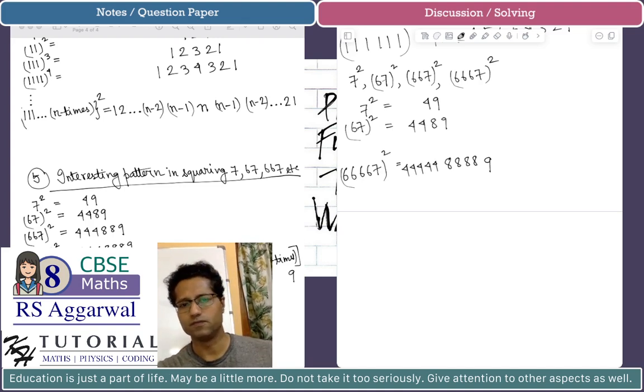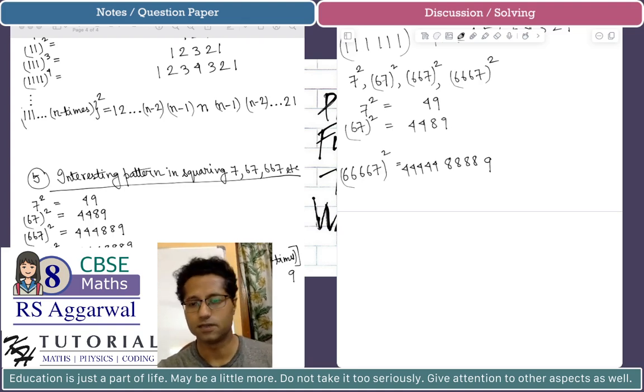So the number of 4s will be 1 more than the number of 8s. And what is the number of 8s? The number of 8s will be the number of 6s. So this is the pattern.